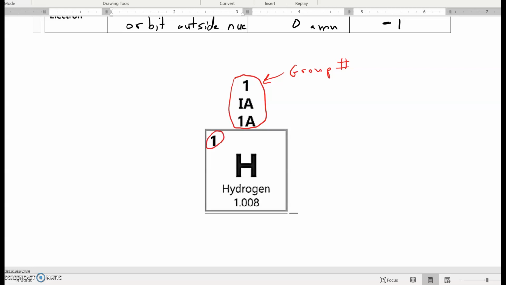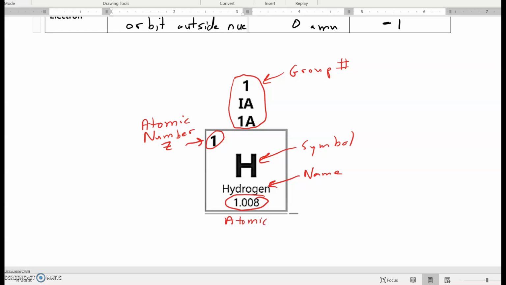It tells us the atomic number up in the corner, and we sometimes label that atomic number Z. It tells us the symbol for the atom and the name of the atom. And then it also tells us atomic mass of an element. And that's in atomic mass units usually.